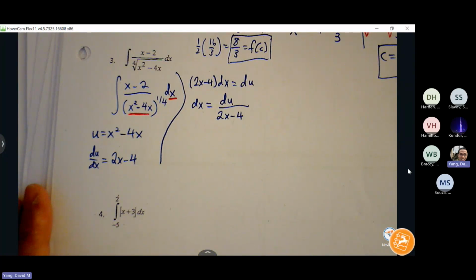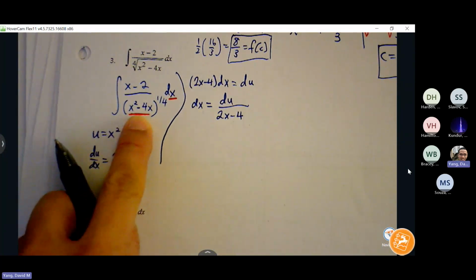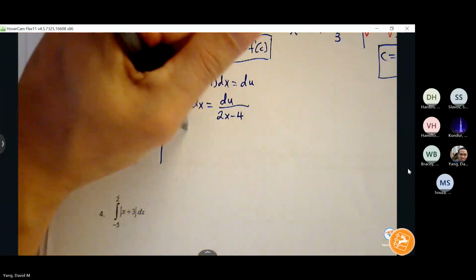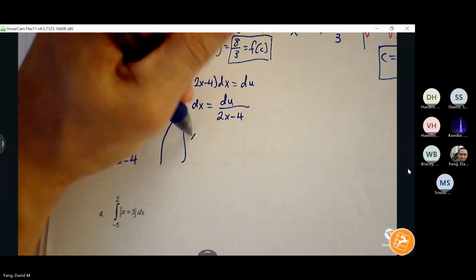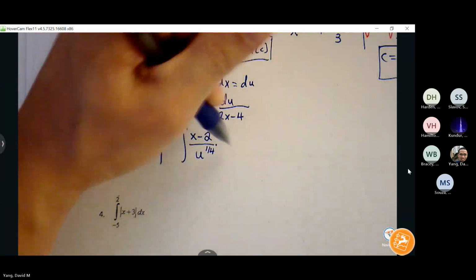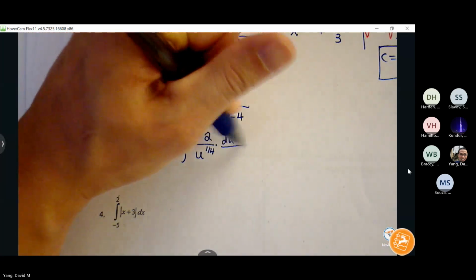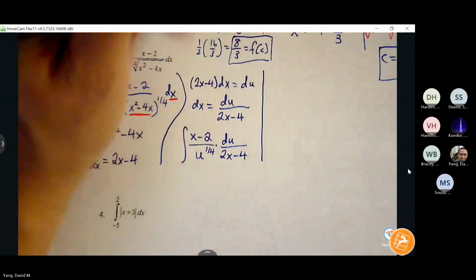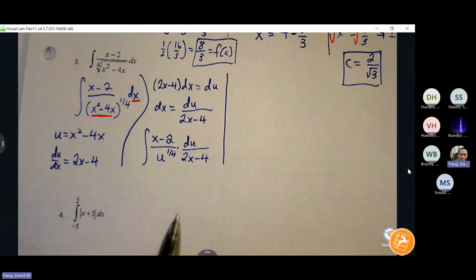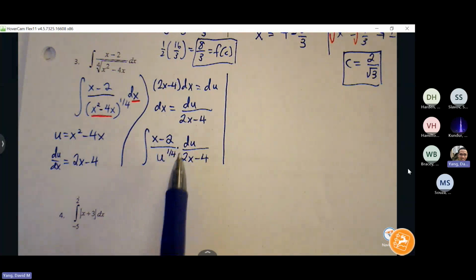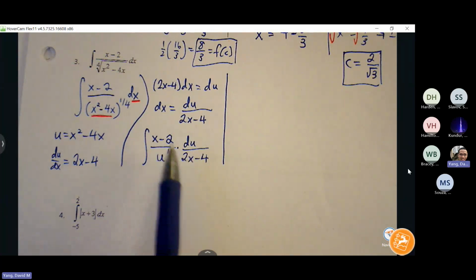Okay, I'm going to make my substitutions now. Replace what I underlined with u. Replace dx with du over 2x minus 4. All right, we need the x to cancel out. These are not quite exactly the same thing, but maybe there's something that we can do to make these look more alike.